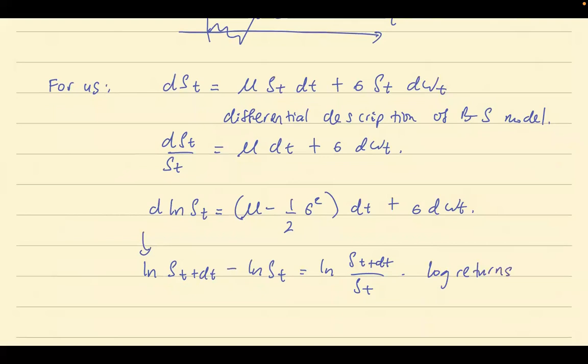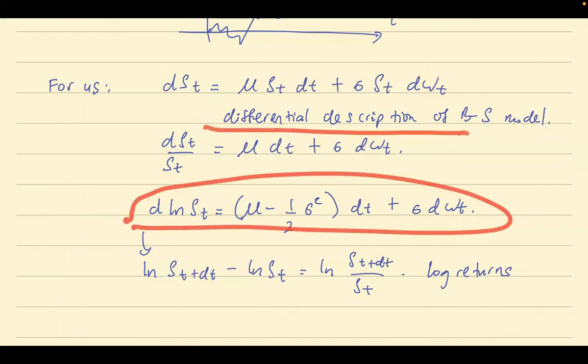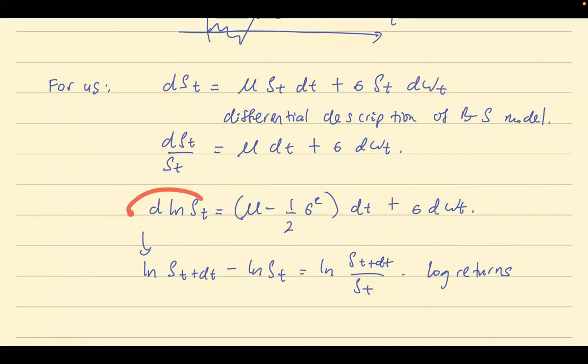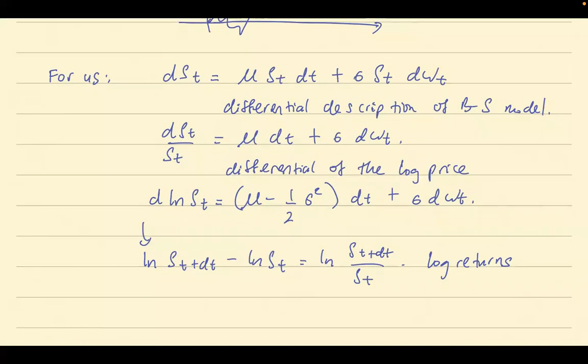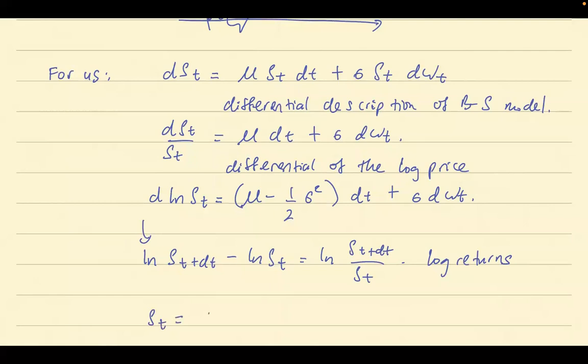On the other hand, from a mathematical point of view, this is also a differential description of the Black-Scholes model, but it's not the differential of the stock, it's a differential of the log price. So this is also a differential description, but of the log of the stock price, of the log price. Okay. And finally, we have the model itself, the explicit model.